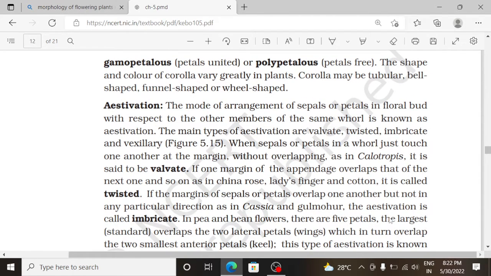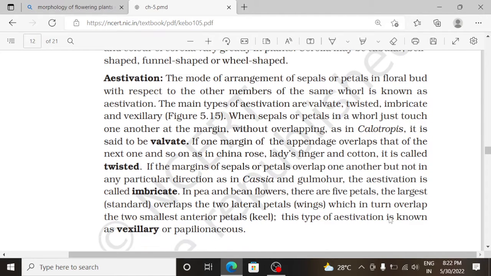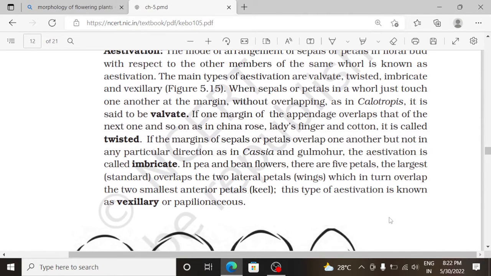Aestivation. The mode of arrangement of sepals or petals in floral bud with respect to other members of the same whorl is known as aestivation. The main types of aestivation are valvate, twisted, imbricate and vexillary. When sepals or petals in a whorl just touch one another at the margin without overlapping, as in calotropis, it is said to be valvate. If one margin of the appendage overlaps that of the next one and so on, as in China rose, lady's finger and cotton, it is called twisted.